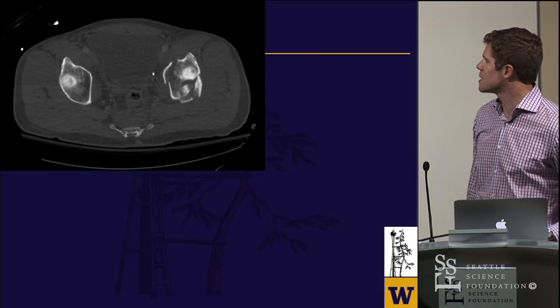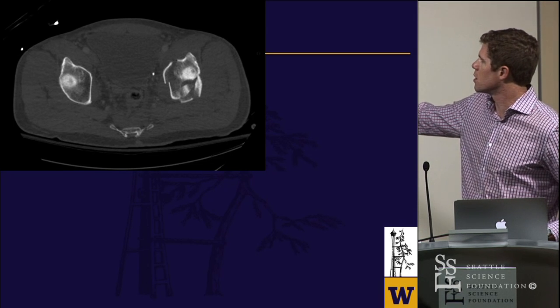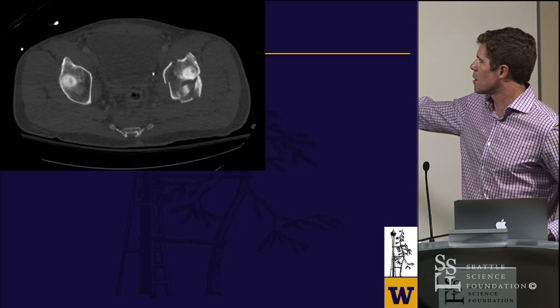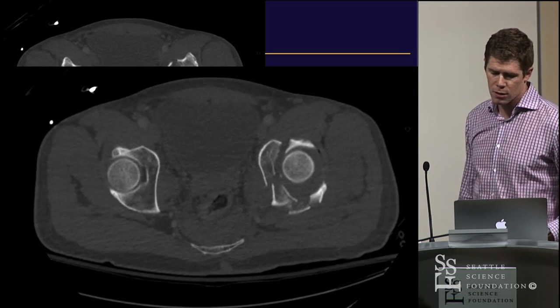This is a brief case example. This is clearly a pattern that you're going to want to have some form of a posterior approach on. It's a transverse acetabular fracture with a posterior wall and some intercalary comminution there.